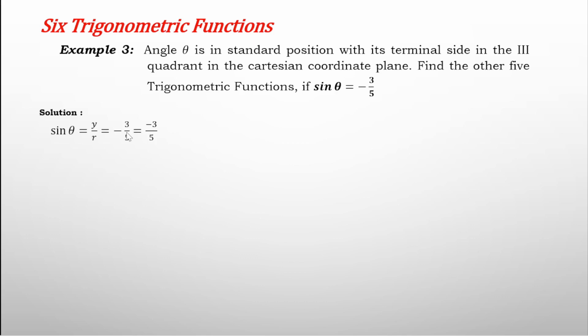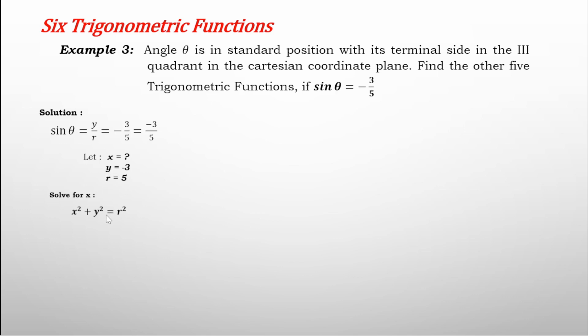Then we are going to assign the negative to the numerator because we all know that the radius r is always positive. So we can say that sine theta is equal to negative 3 over 5. Then we're going to let the unknown be x. Then y is equal to negative 3. Then for the r, that is equal to 5. So let us now solve for the x.